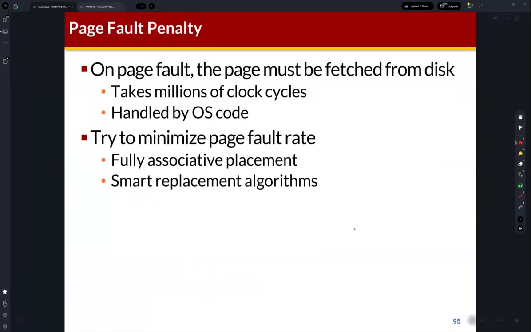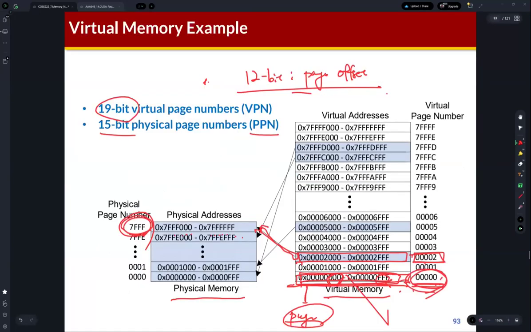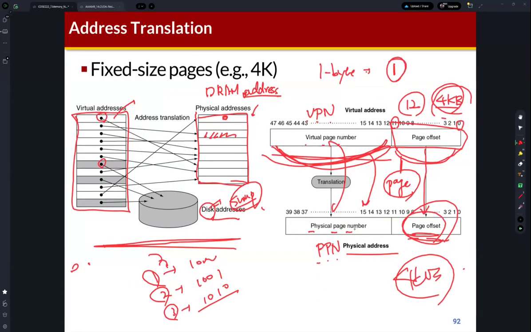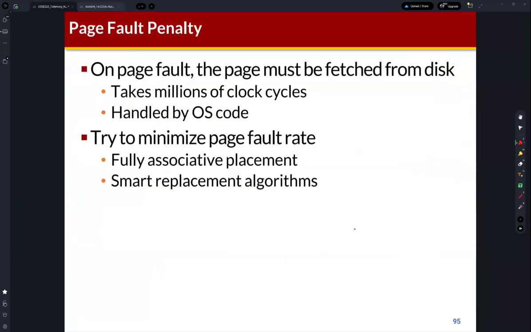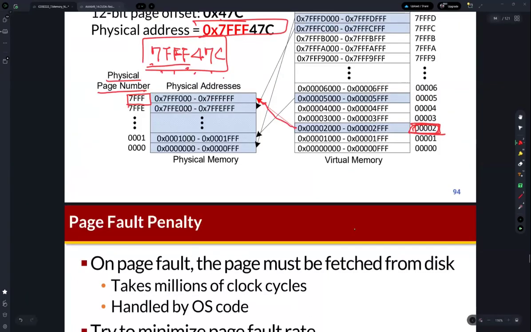Okay. And so I mentioned that the virtual memory space is larger than the physical memory space, which means that some pages are not mapped to the physical memory space. So some pages need to be mapped to the storage space. So it looks like this.